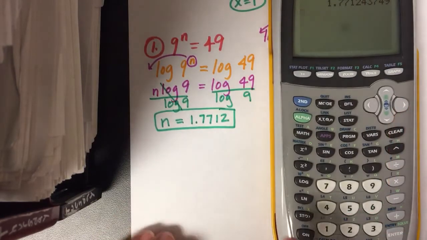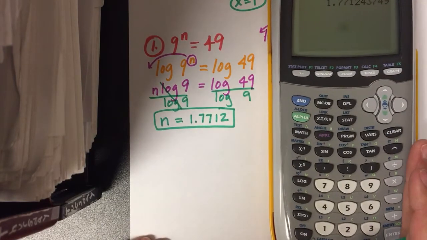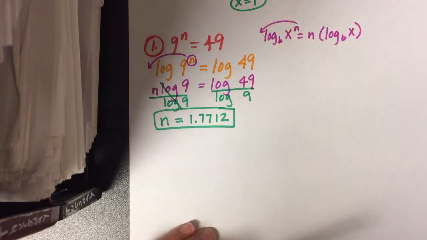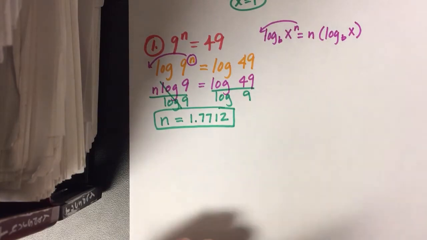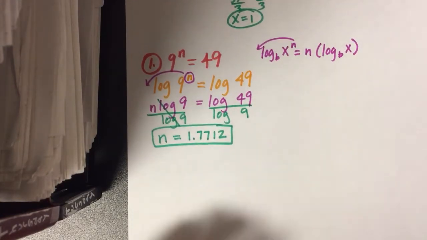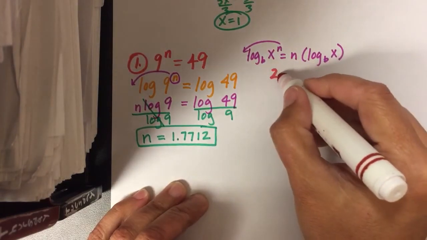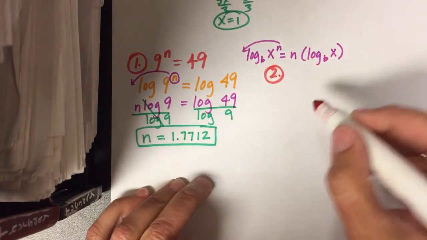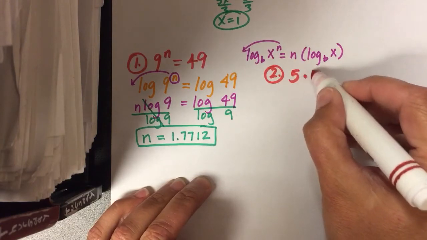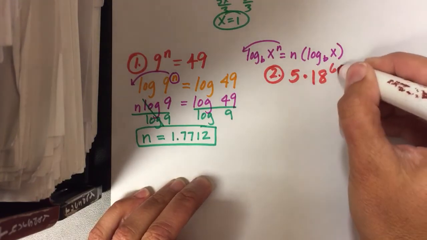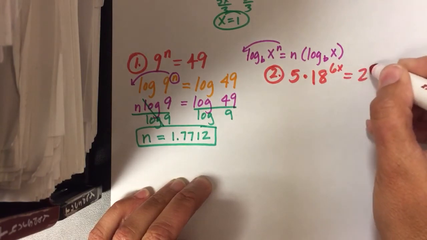So for our purposes, we want to make it as simple as possible. When you can't find a uniform base or a common base, you're going to use the logs. So let's do another example. Let's do a second example here, and I'll do it on this side. We have number 2, and let's do 5 times 18 to the 6x equals 26.